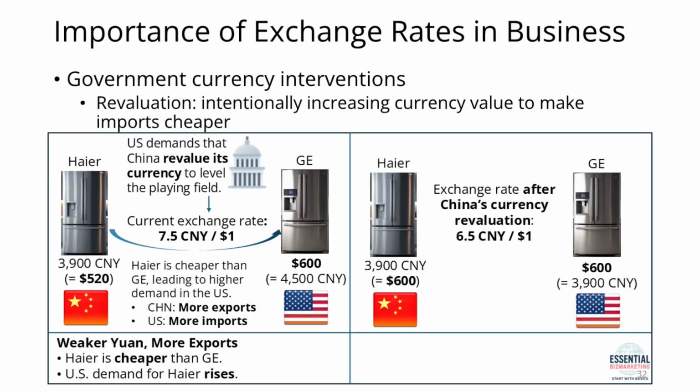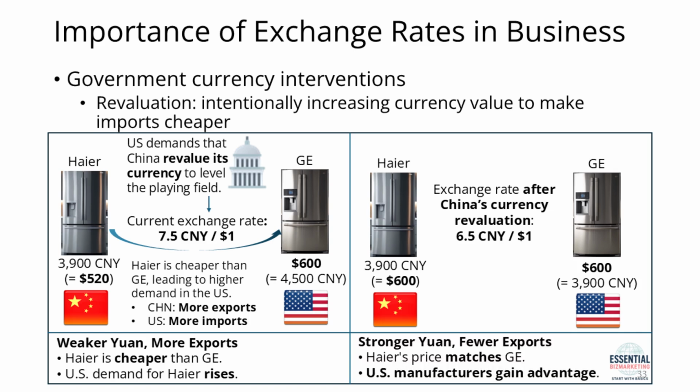Let's see what happens if China revalues its currency. At the new rate of 6.5 yuan per dollar, Haier's 3,900 CNY product returns to $600, same as GE. This cancels Haier's price advantage and reduces export momentum. Let's summarize the impact of revaluation. With the yuan stronger, Haier's price rises to match GE's, erasing its cost advantage. This shift gives US manufacturers a better chance to compete.